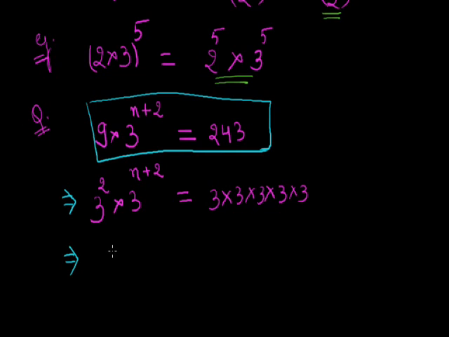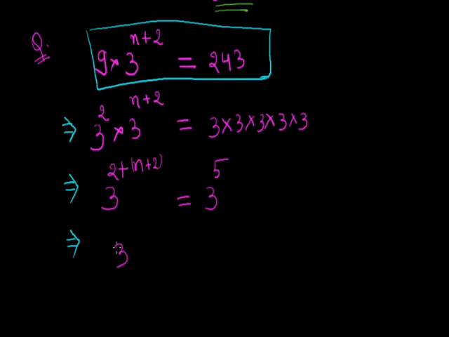So in the next step we get that left hand side is having two bases which are same, and it is 3. Their exponents will be added, 2 plus n plus 2, and the right hand side is 3 multiplied by itself 5 times, that is 3 raised to 5. So we get 3 raised to n plus 4. Two constants 2 and 2 are added and the variable n is written as it is.